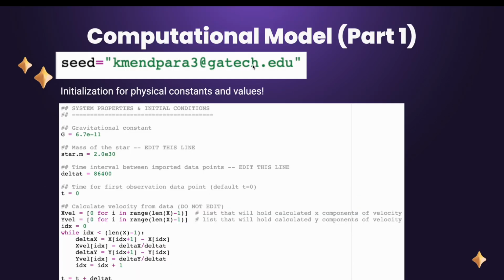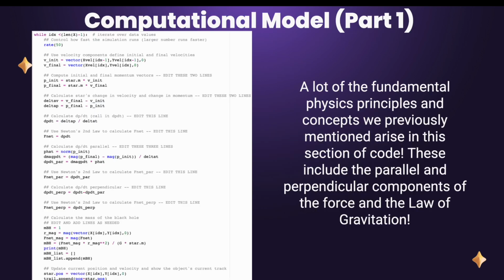So the computational model for part one specifically, we use the seed, which is my Georgia Tech email, and we use these initialization values, specifically the gravitational constant and the mass of the star, and the time interval, which were both given in the lab instructions. So 86,400 is the number of seconds in one day, and we use this indexing to help model the velocity value, which we continue on here.